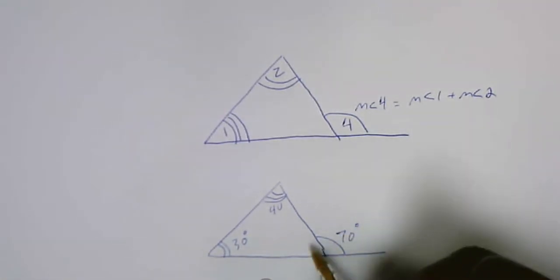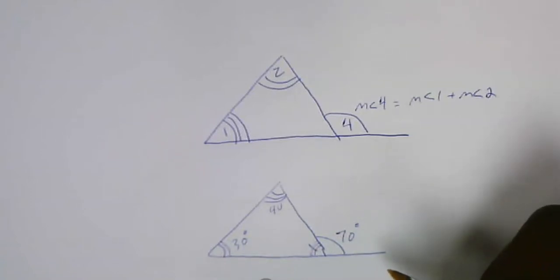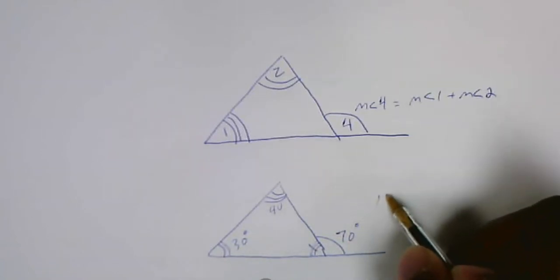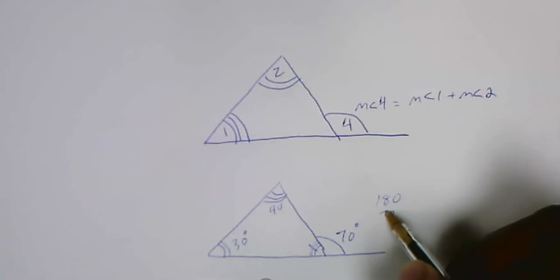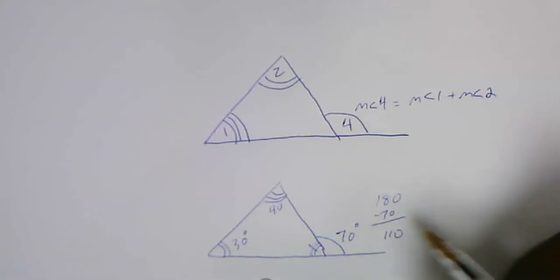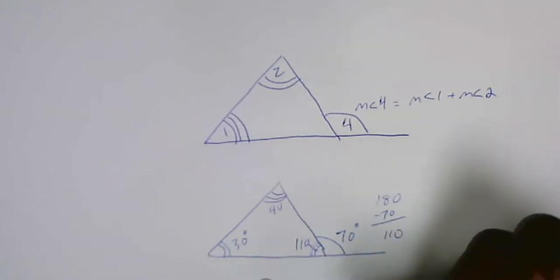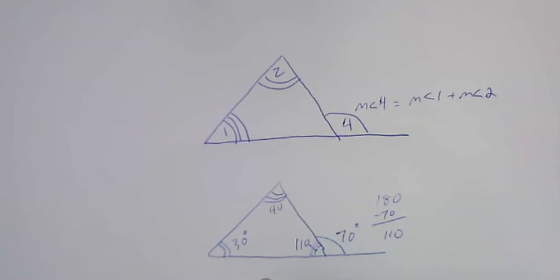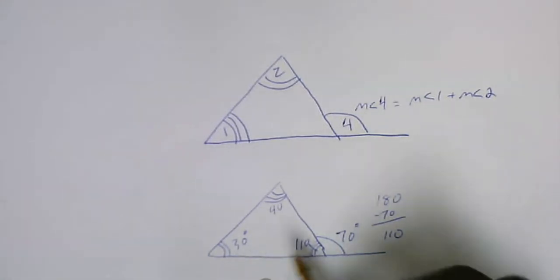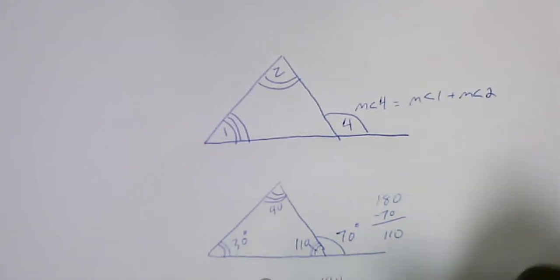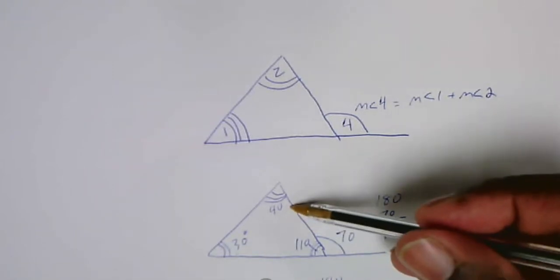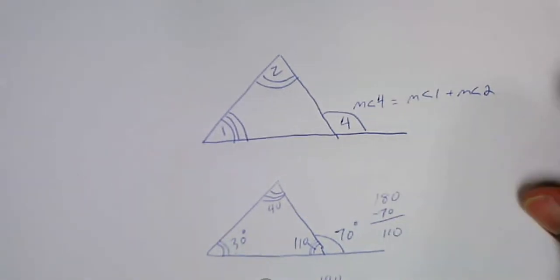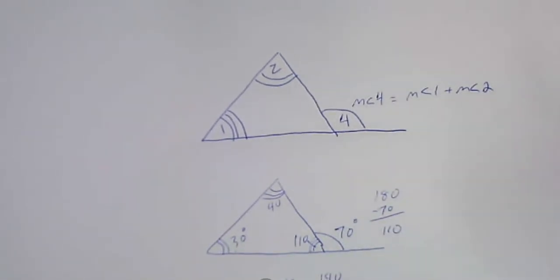If that's an exterior angle, this angle is supplementary to it. If that's 70, that interior angle is 180 subtract 70, so 110. So this angle is 110. If that is true, all three of these angles have to add to be 180. So 30 plus 110 gives you 140. That will leave you with 40 degrees left for this final angle. So this is why it's true, and this is why it works.